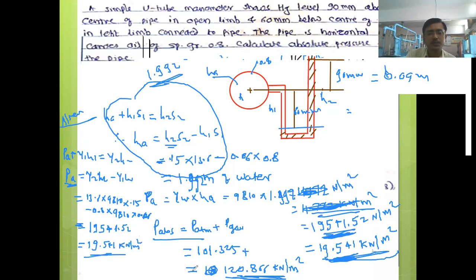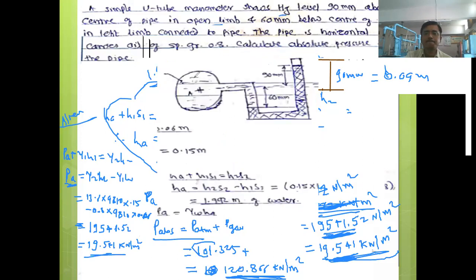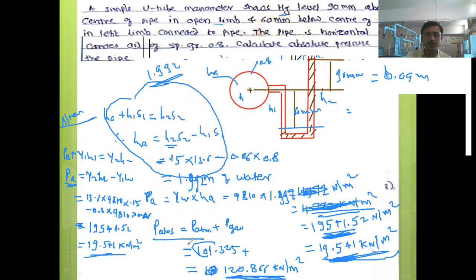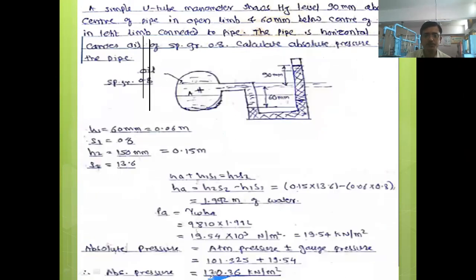This is the gauge pressure, and on adding this value, you will get the absolute pressure. Those who have not yet solved with the first method, solve it. Do not think about the second method, first solve with this method. Those who have finished can go for the second method. And let us check the answer. 120.866 correct. Whatever the absolute pressure in the problem, 120.86 kilonewton per meter square is the correct answer here.